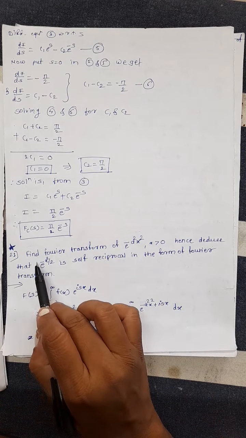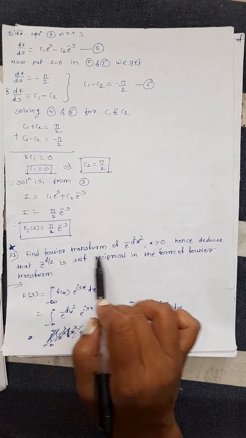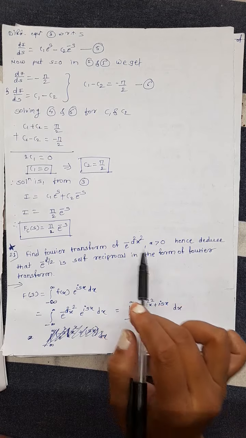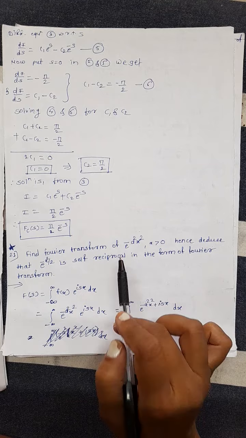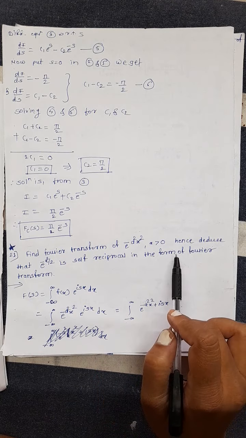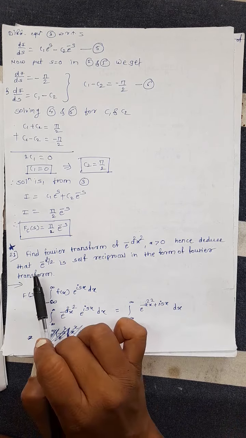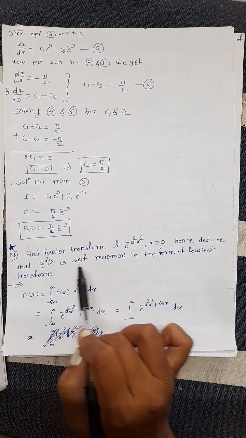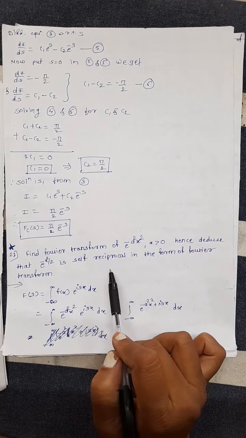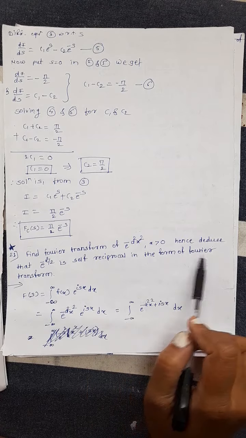First question, we have to find out Fourier transform of this function. After that, whatever the result we have found from this question, depending on that we have to show this function e raised to minus x square by 2 is self-reciprocal in the form of Fourier transform.